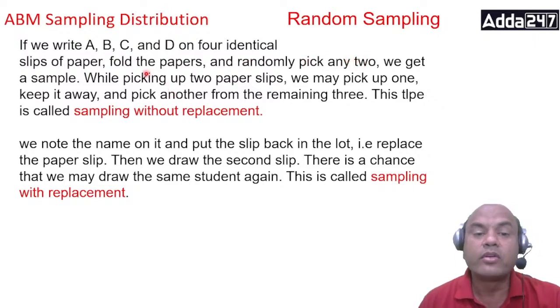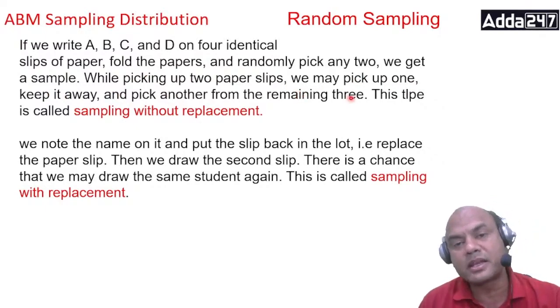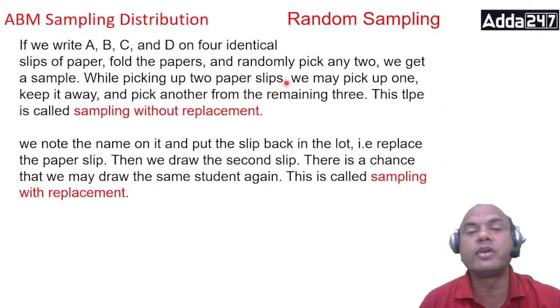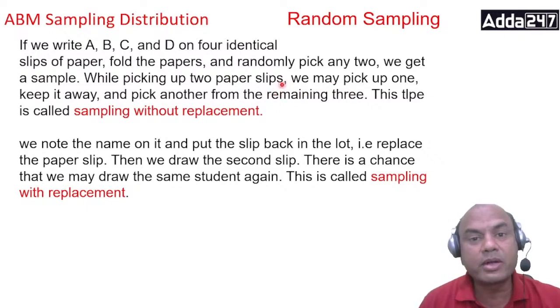While picking up 2 slips, we may pick 1 by 1 and keep it away, then pick another from the remaining 3. Now, remaining 3, what does it mean? Once I pick one, I won't put it back again. So that's known as without replacement.